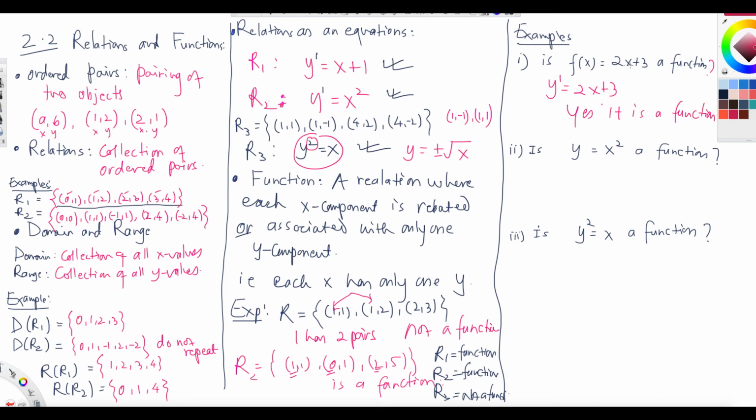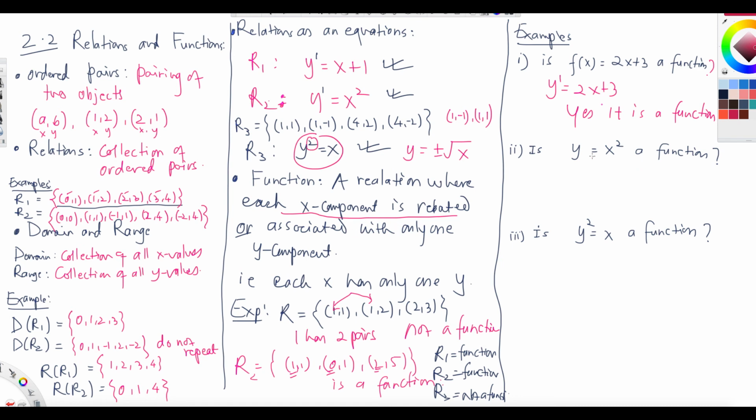Another way is you take different values of x, positive and negative, and see what values of y you get, because it says for each x component, it is associated with only one y component, meaning one x value has only one pair. That's what the function means.